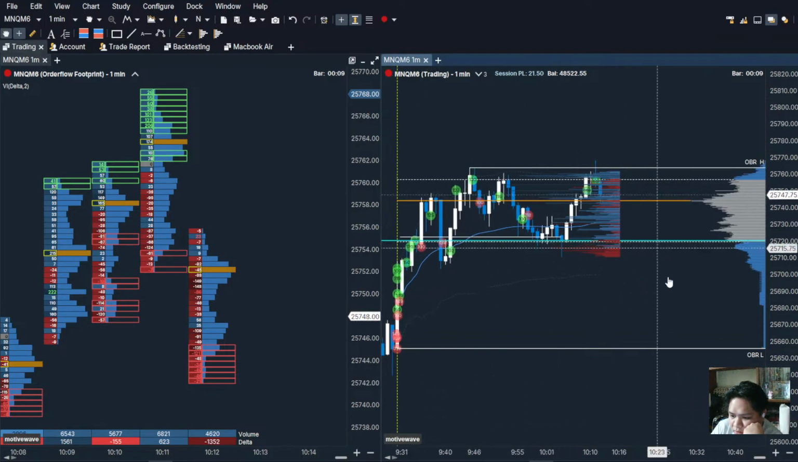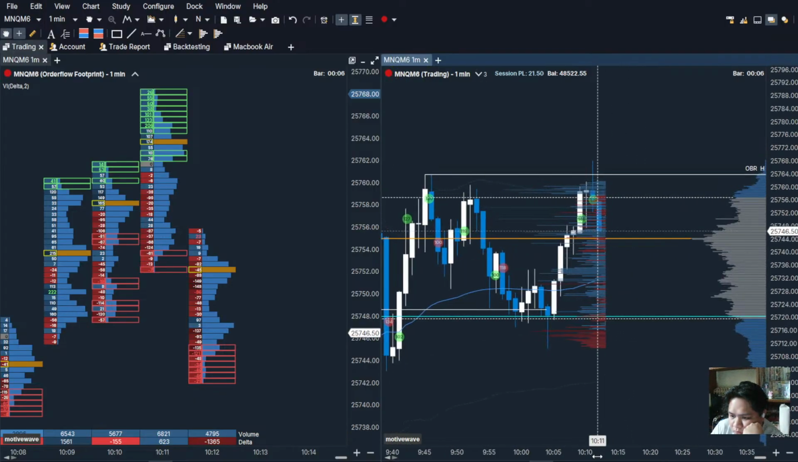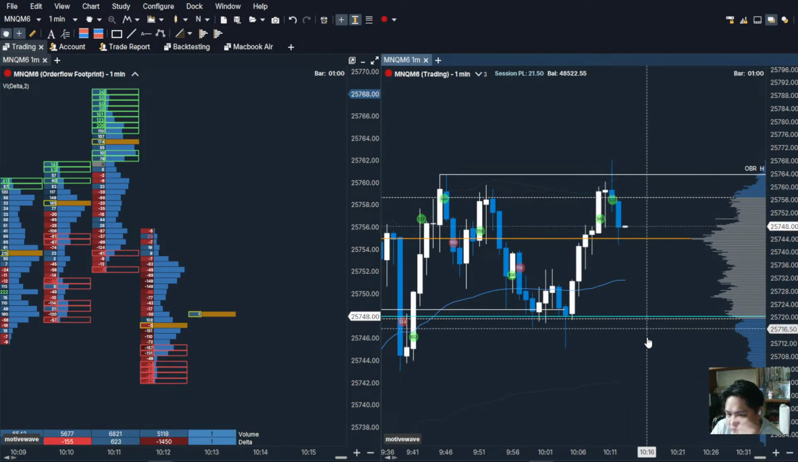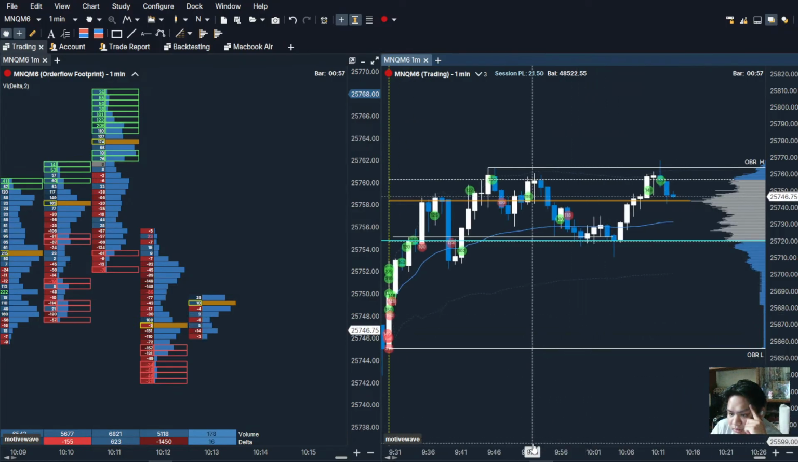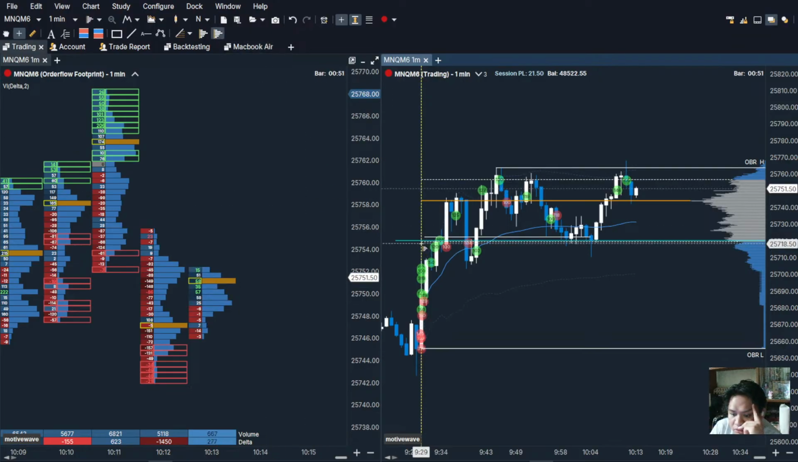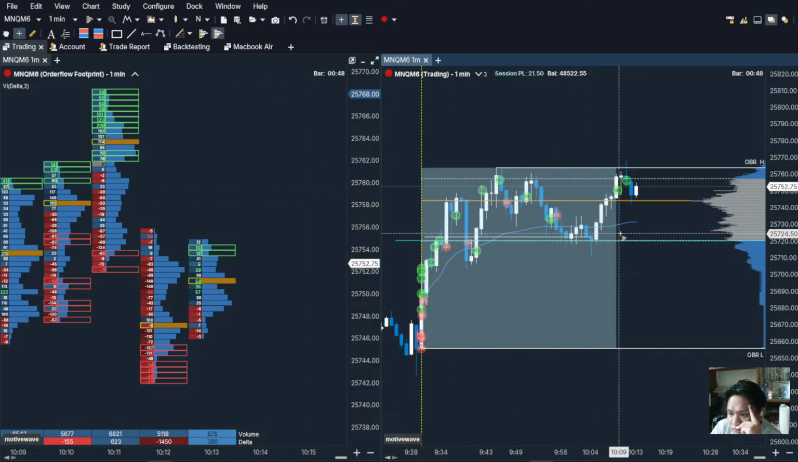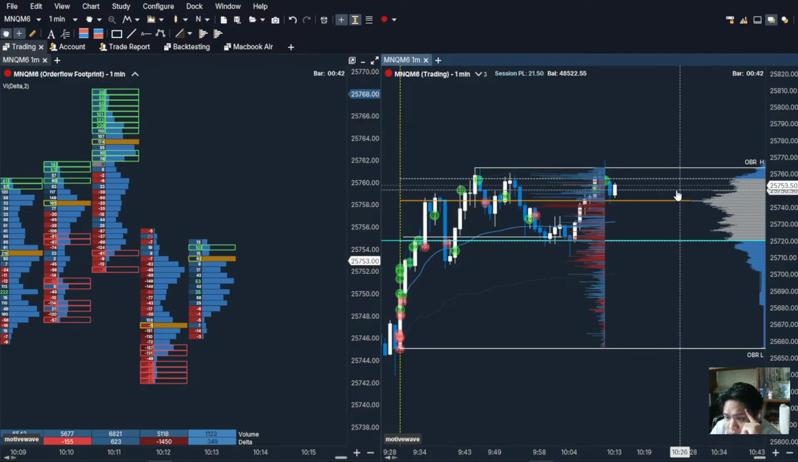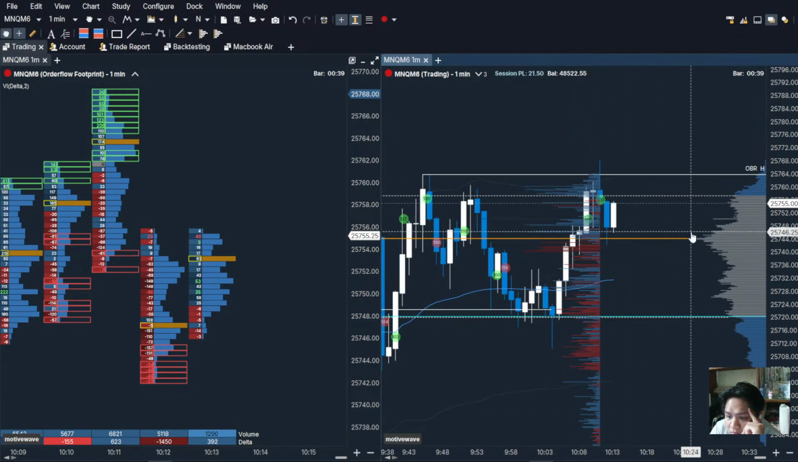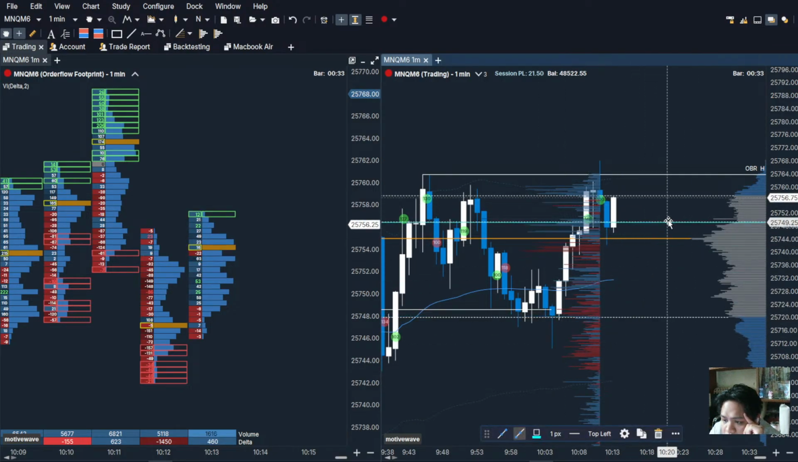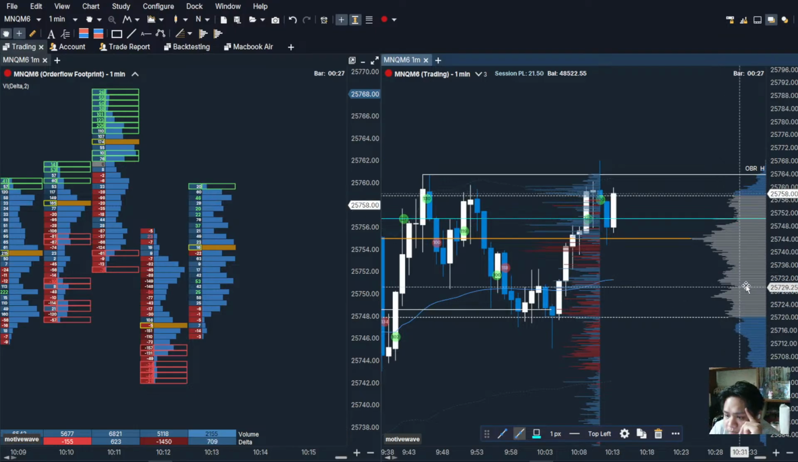It was such a good trade, but right now if we're looking for buys still, let's include this. Buys are here still. Yep, buys are there.